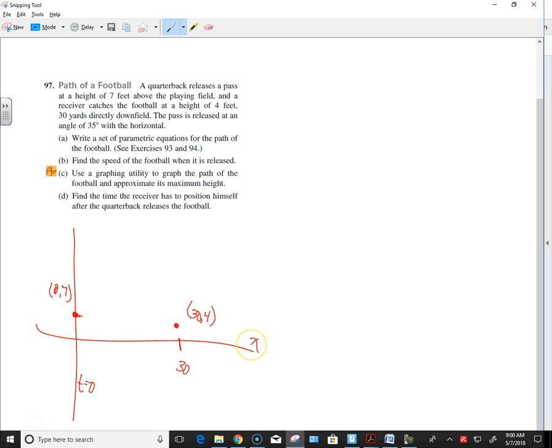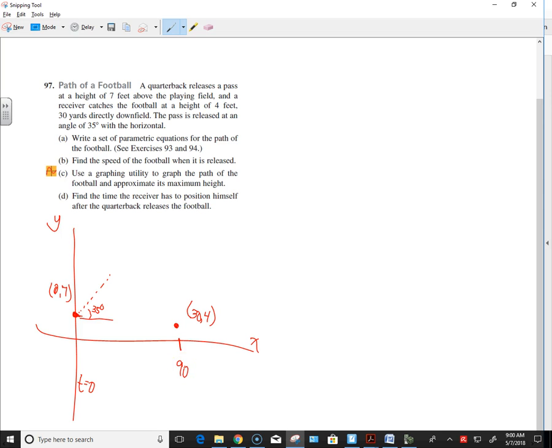So I have my x, which is how many yards down the field. I have my y, which is the height off the ground. The pass is released at an angle of 35 degrees with the horizontal. Oh, is it measured in feet? Thank you, thank you. It wouldn't be 30 feet then. If it's 30 yards, how many feet would that be? Good. Good catch. Dimensional analysis, huh? Got to make a match.